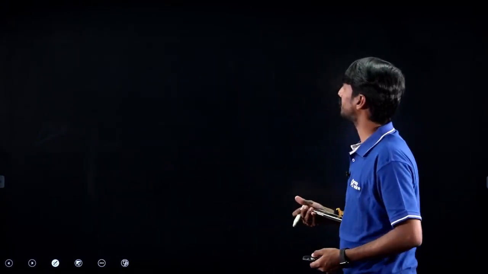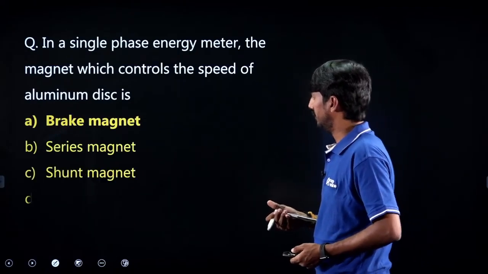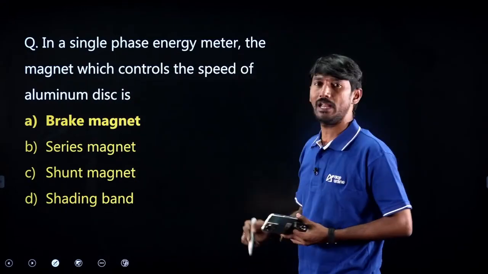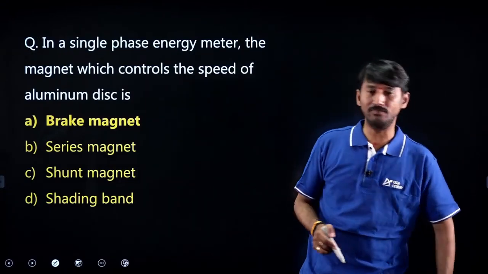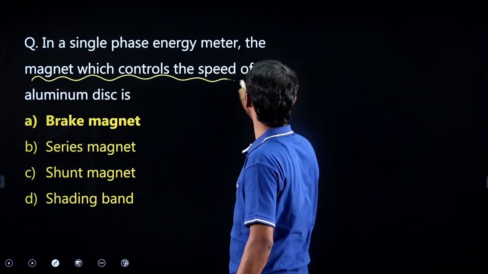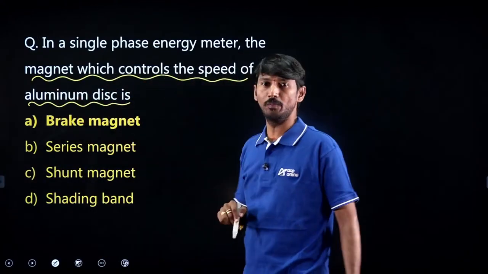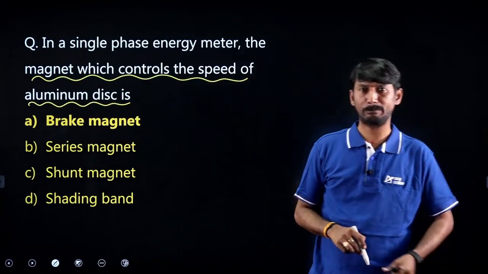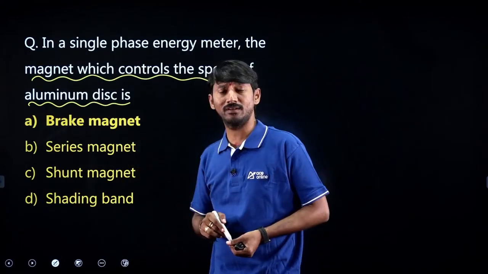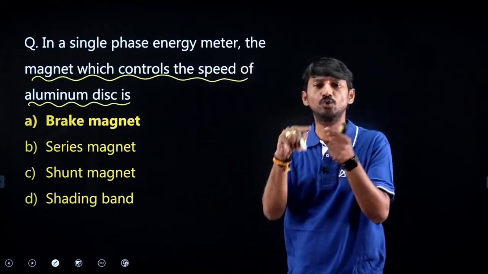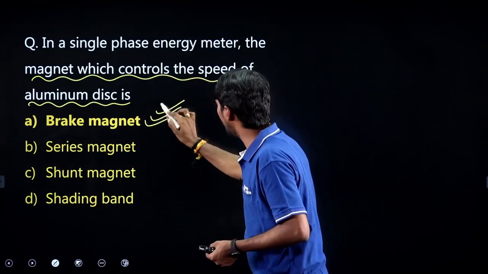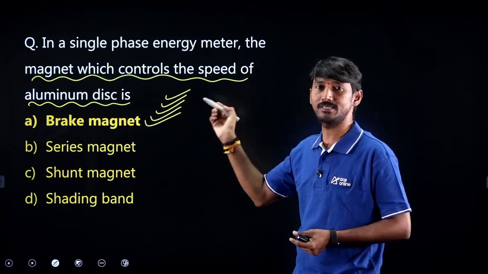Now, let us take one more question. In a single phase energy meter, the magnet which controls the speed of the aluminum disc. It is very simple. Which magnet will be used to control the speed of the aluminum disc? Tell me, guys. Series magnet and shunt magnet are for operating torque. The shading band is also to get 90 degrees or near to 90. But to control the speed, obviously the brake magnet is the answer.